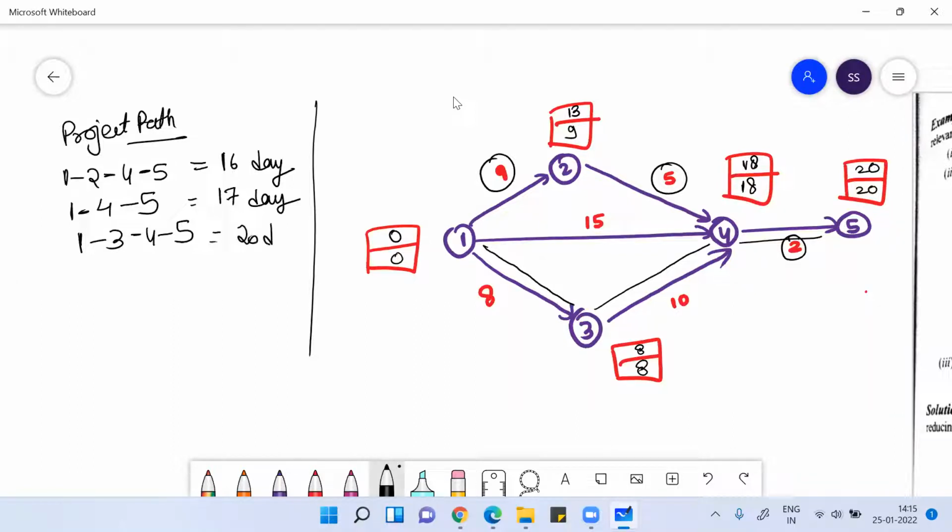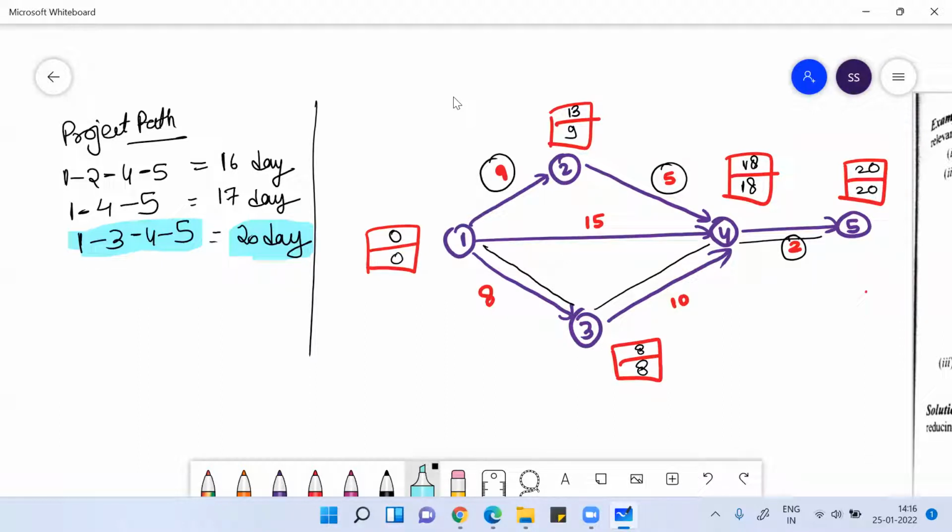Can you understand this? So you know that your critical duration is 20 days, not the critical path. The critical path is 1, 2, 3, 3 to 4, 4 to 5. Now you can see that your critical path is 1, 2, 3, 3 to 4, 4 to 5, and your critical duration is 20 days.